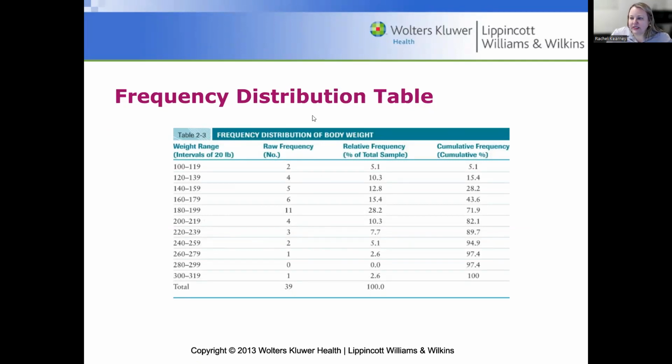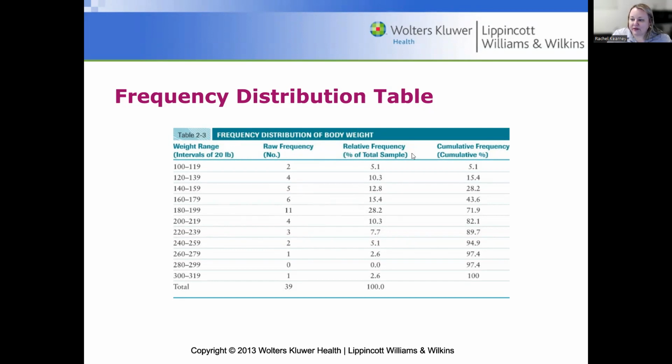So here is a frequency distribution table. For this data set, they asked people how much they weighed, and there were intervals. You could choose between 100 and 119 pounds, 120 and 139, and all these choices here. And then this would be how many people selected each option. So you can see the most number of people weighed between 180 and 199, so 11 people, but you can see how that is distributed.